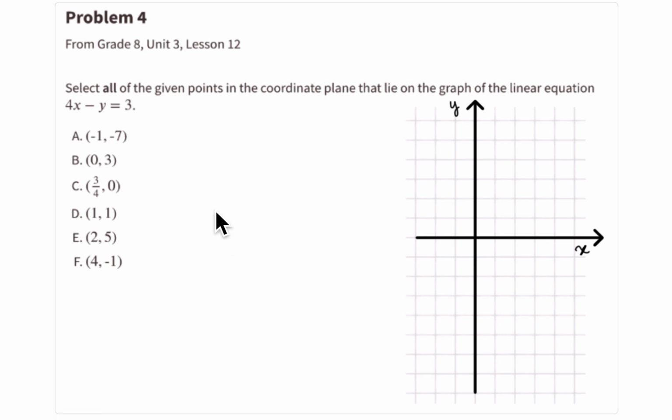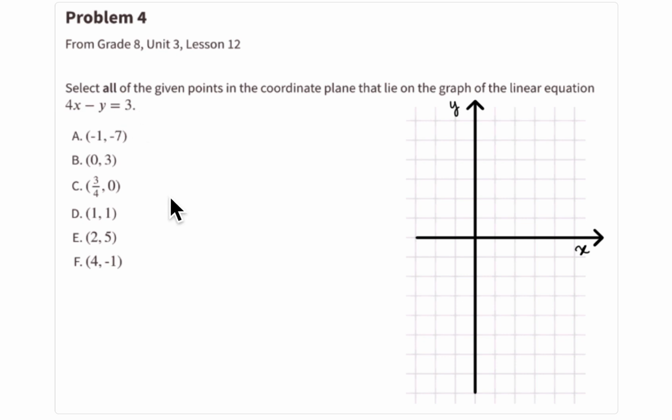This is problem number 4, and you're given an equation. You're asked which of these points, there are 6 points here, lie on a line that is a graph of this equation. In other words, which of these points are solutions to this equation.